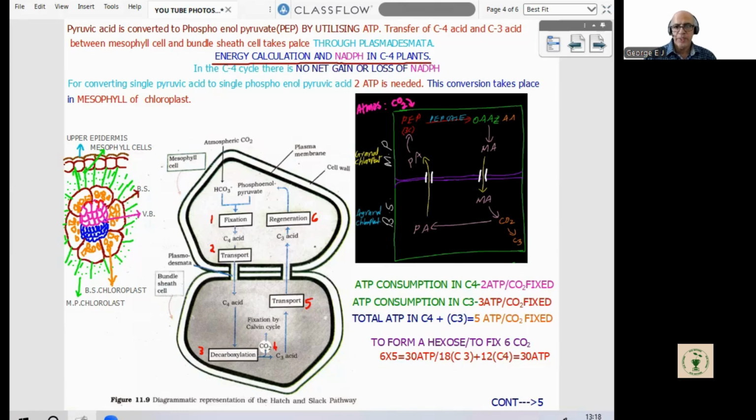Now we will proceed to ATP calculation in C4. So when we take C4 side only, 2 ATP per carbon dioxide.